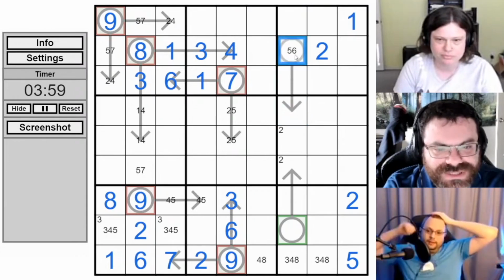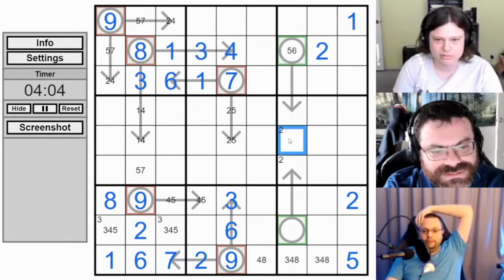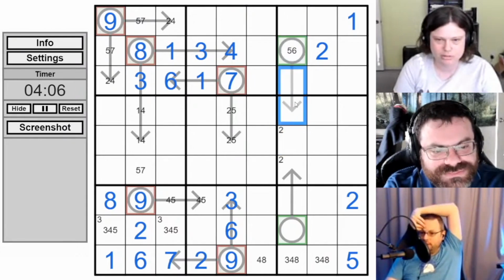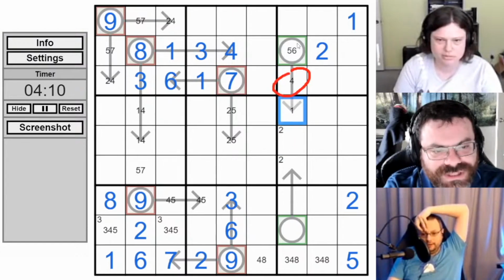I don't even remember what this ends up being. It ends up being a 6. So if this is a 5, the only digit that's possible here is a 4, because it can't be a 1, 2, or a 3. So this would be 4, 1, and a 6.